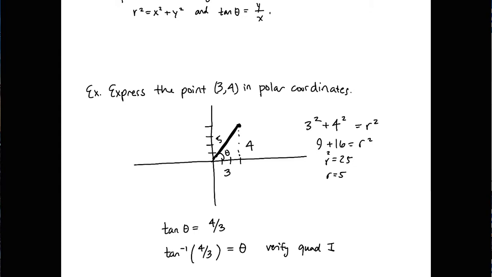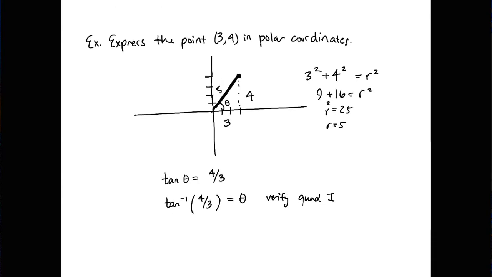Let's take a look at what that is in radians. In radians, I'm getting 0.93. And those are quad 1 values, so we're good there. And we'll just stick with degrees.